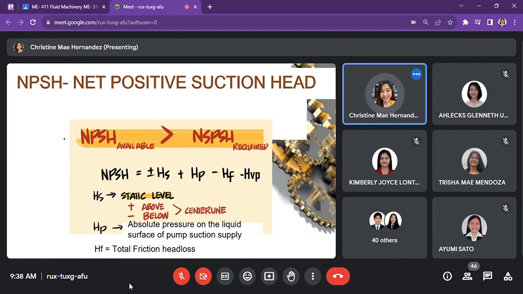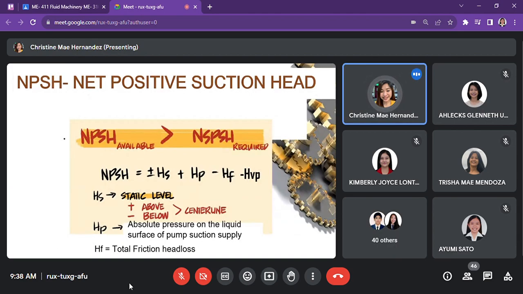So the former is determined by the plant designer and it is based upon the condition of the liquid handled, the pump location, and etc. The latter is specified by the pump manufacturer naman, and it is usually based upon the test results of the pump or a similar one. So, ito, necessary that the available head of the system be equal or greater than required suction head in order to avoid cavitation difficulties.